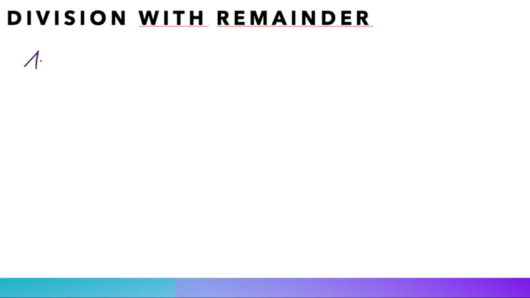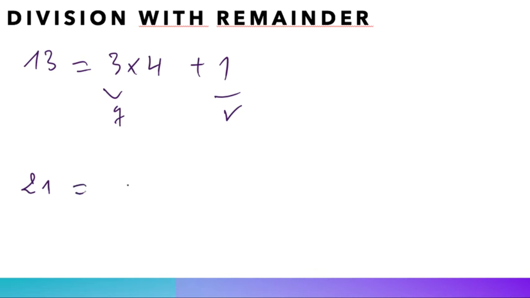For instance, if we would like to divide 13 by 4, we get 13 is 3 times 4 plus 1, and we say that 3 is the quotient and 1 is the remainder. This actually means that there are 3 4s in 13 and 1 remaining element. If you do the same thing with 21, let's say we get 21 is 5 times 4 plus 1, which also means that there are 5 4s in 21 and 1 remaining element. We say that 5 is the quotient here and 1 is the remainder.